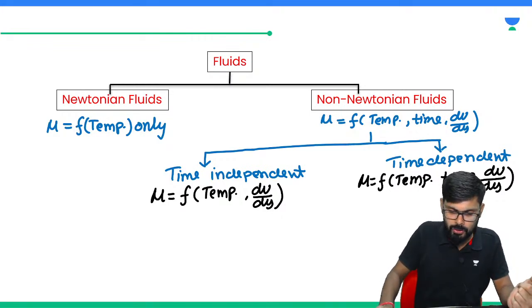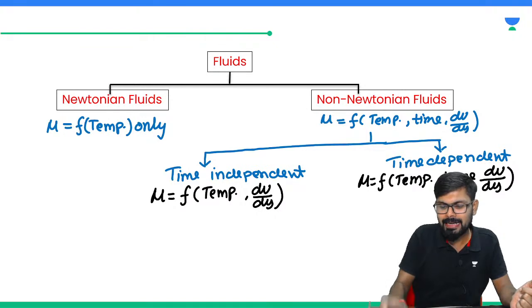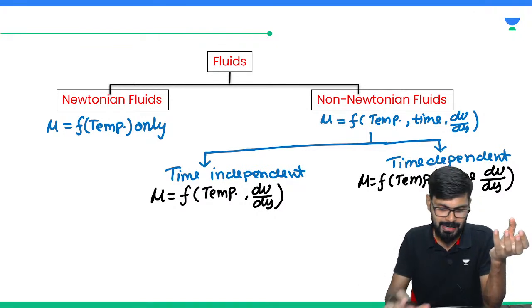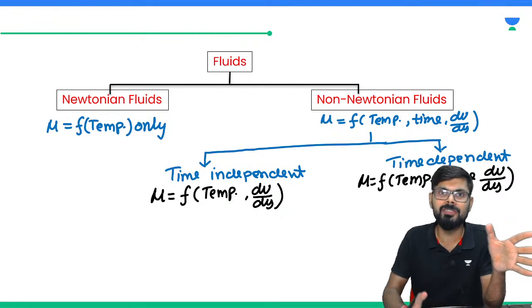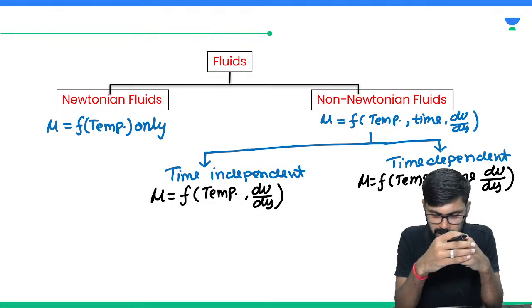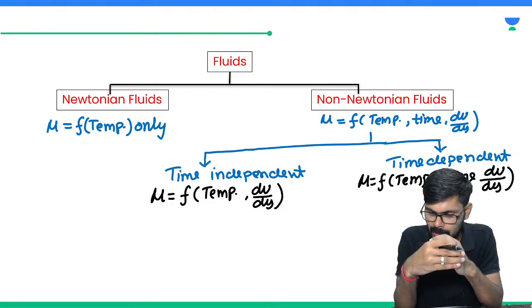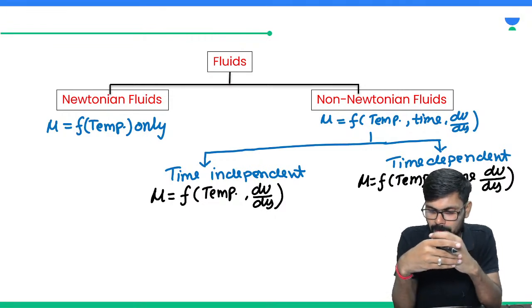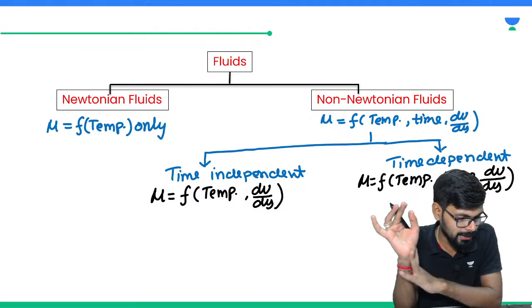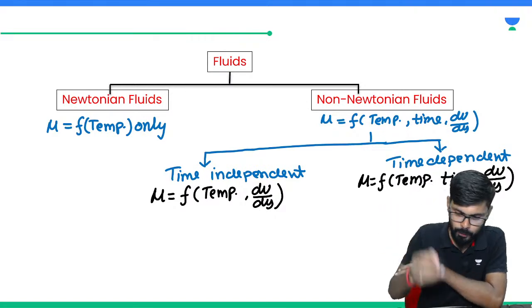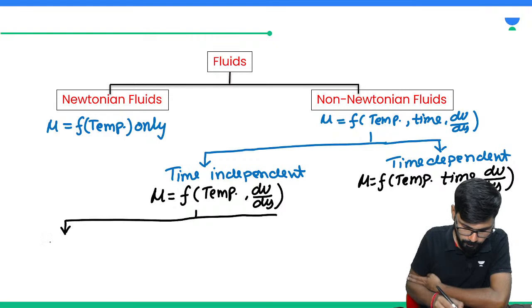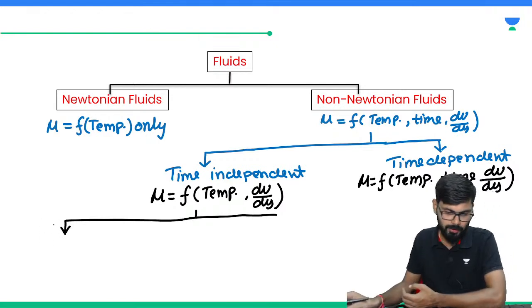So this is all about time dependent and time independent. Non-Newtonian fluid can be classified as time independent and time dependent. Time independent fluids will not depend upon time, they will only depend upon temperature and du by dy. Time dependent fluids depend upon temperature, time and du by dy, all. Up to here it is clear beta? Now this can be further classified.